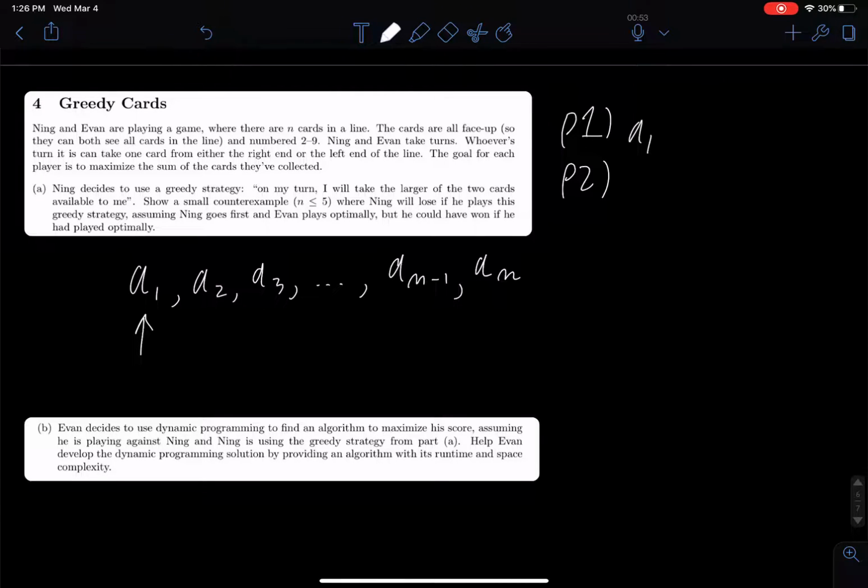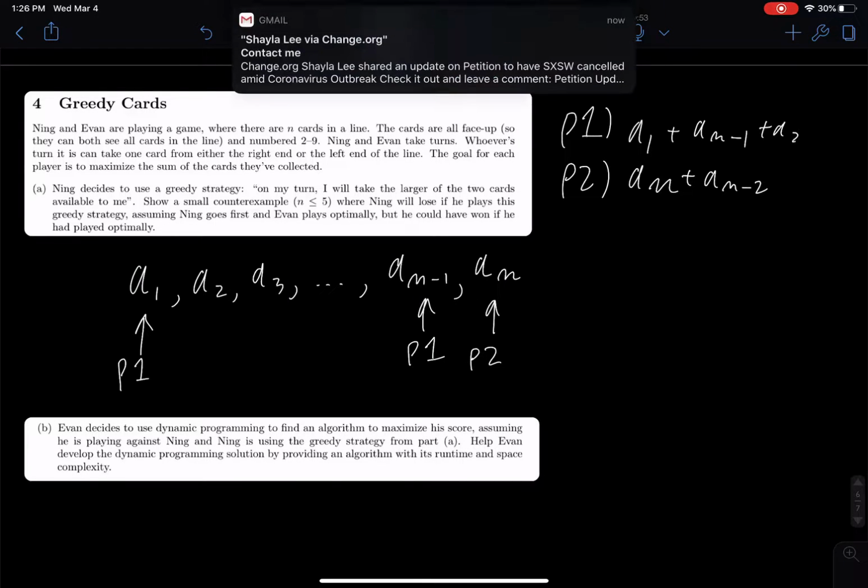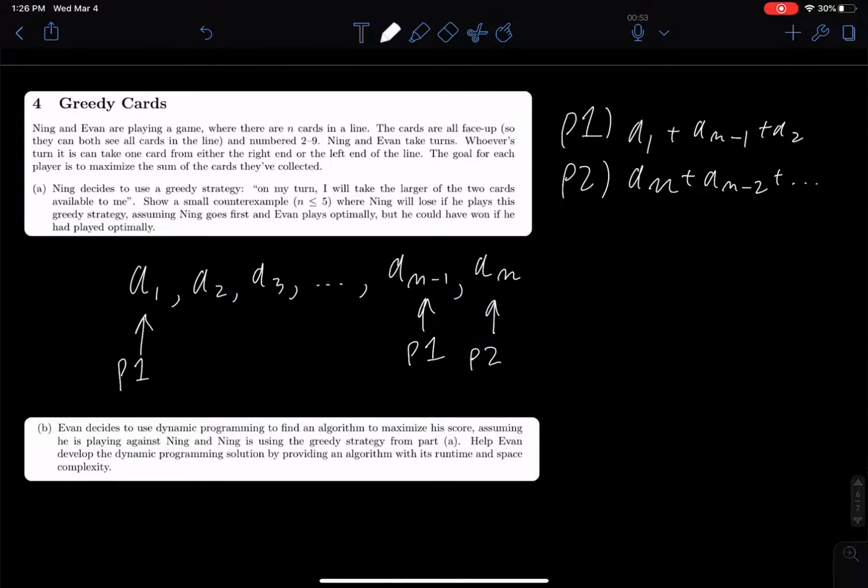The next player now can look at A2 or AN, because those are the new ends, and decide which of those they want. Let's say they choose AN. They can keep going. Now player 1 maybe could choose either A2 or AN minus 1. Let's say they choose AN minus 1. They add that to their score. Then maybe player 2 adds AN minus 2 to their score. Player 1 adds A2 to their score, and so on. Eventually, they run through the entire line of cards, and whoever has the higher score wins.